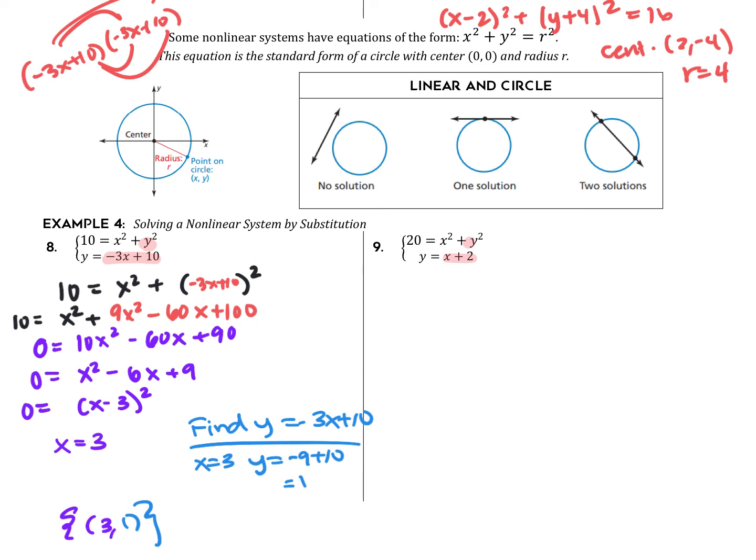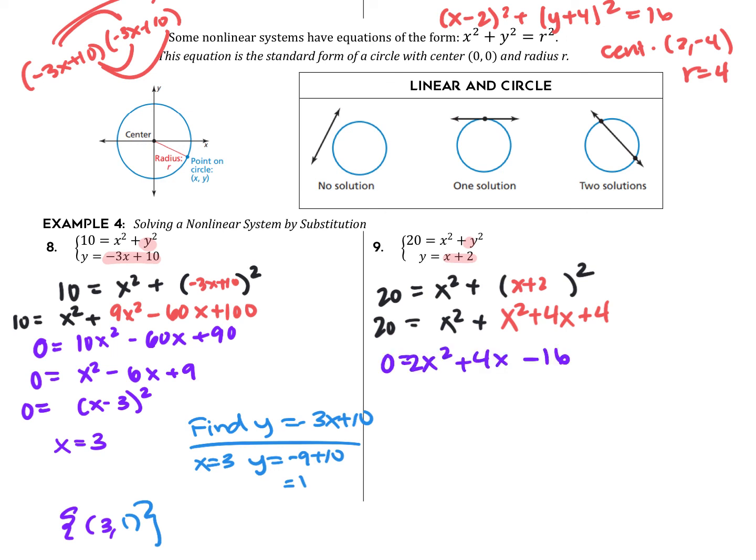Remember to take your time with that multiplication. If you need to draw the box method or the area model to multiply out, go for it. If you need to show more steps, that's totally acceptable. So I started by substituting in x + 2 for y, then I expanded. Now I'm going to move everything to the right-hand side. And then again, I noticed that everything here is even, so I'm going to go ahead and simplify that by dividing everything by 2. And then this looks like it's going to factor (x + 4)(x - 2).